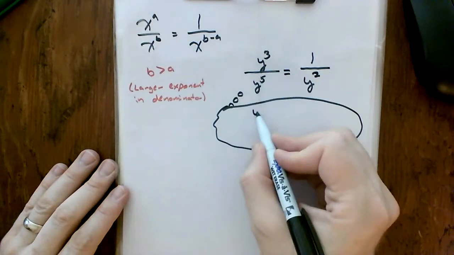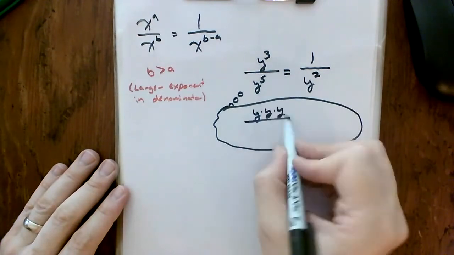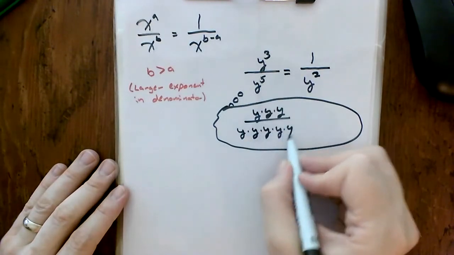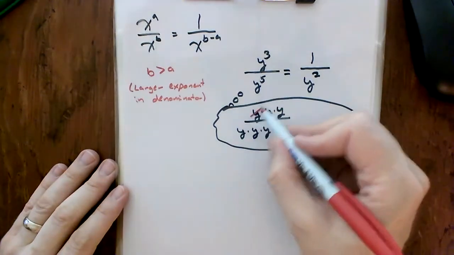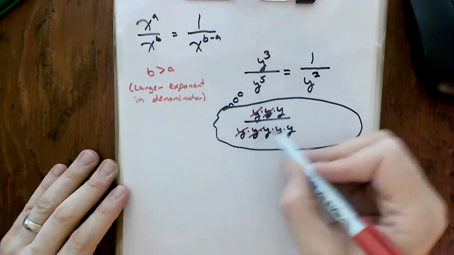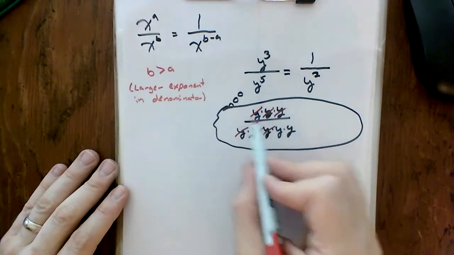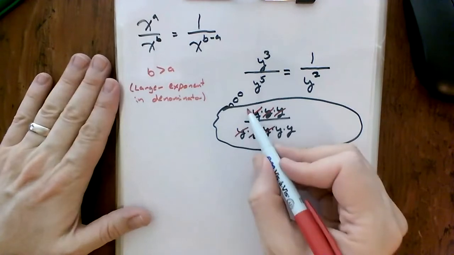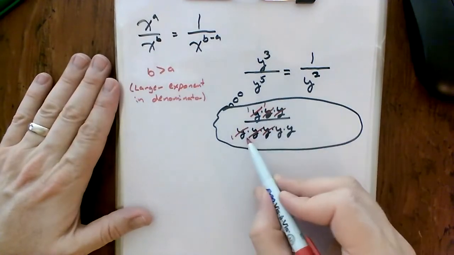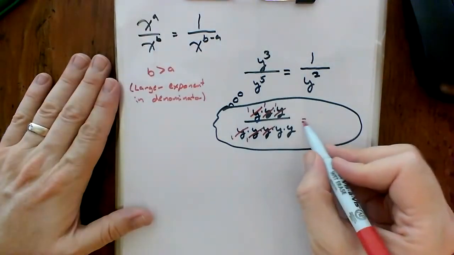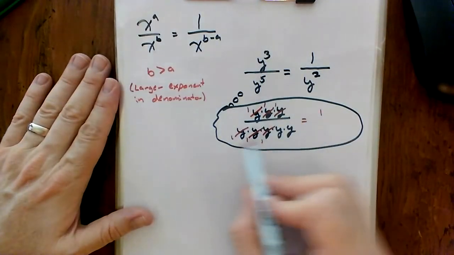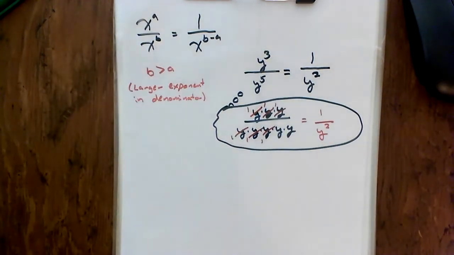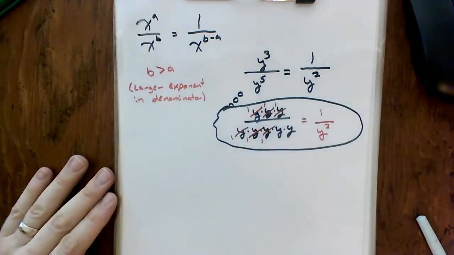Y cubed would be y times y times y. Y to the fifth would be y times y times y times y times y. And just as before, our like terms cancel. So when we cancel, y divided by y is 1. So these essentially become 1s. 1 times 1 times 1 is 1. 1 times 1 times 1 times y is that y to the second power. So this is the reasoning here.